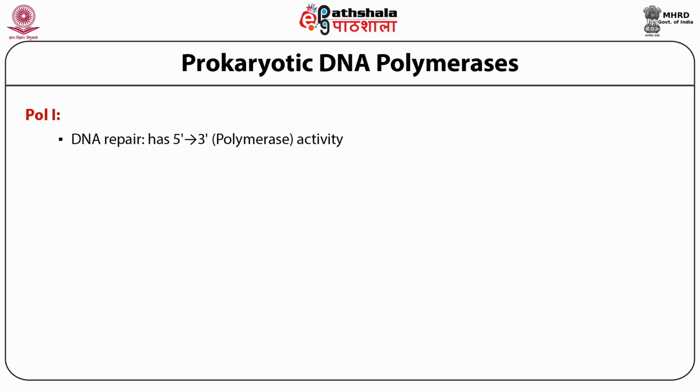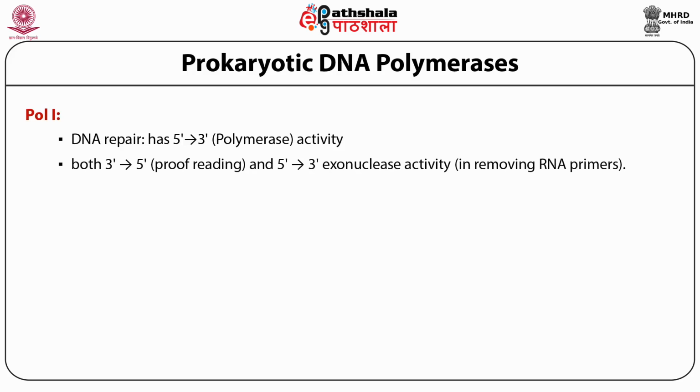It has 5' to 3' polymerase activity, meaning it can add nucleotides in the 5' to 3' direction. Along with that, it also has subunits with 3' to 5' as well as 5' to 3' exonuclease activity. What does that mean? The 3' to 5' exonuclease activity is responsible for proofreading. At the same time, the 5' to 3' exonuclease activity is very important to remove the RNA primers which were initially formed during replication so that they can be replaced by DNA. So this is the function of DNA polymerase 1.